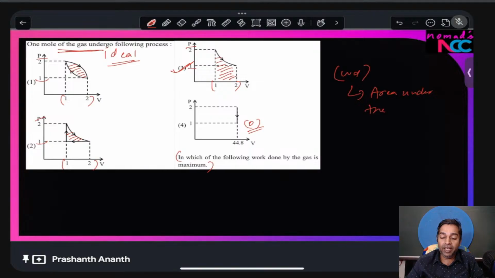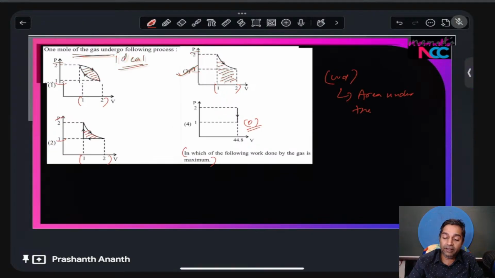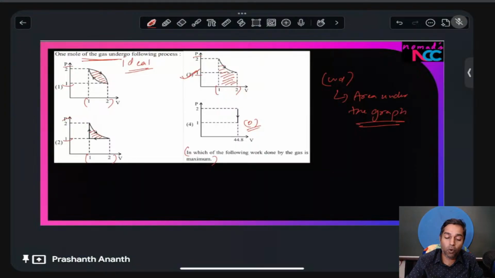So when it is the area under the graph, ideally, I would highly recommend you check once that these coordinates in x and y dimensions are all proper. If they are not proper, you'll have to take that also into consideration to get your answer out.